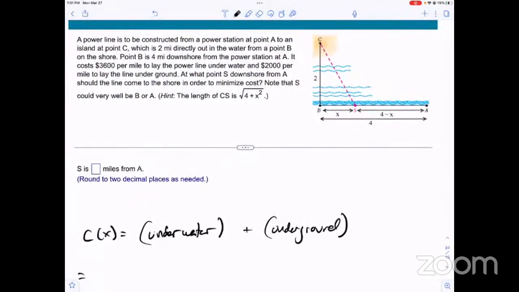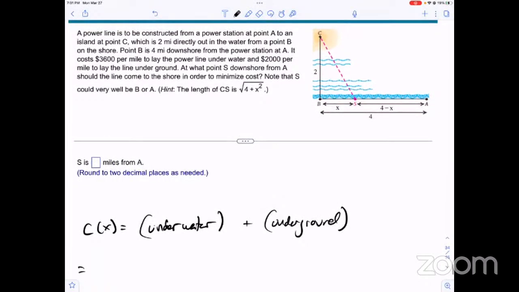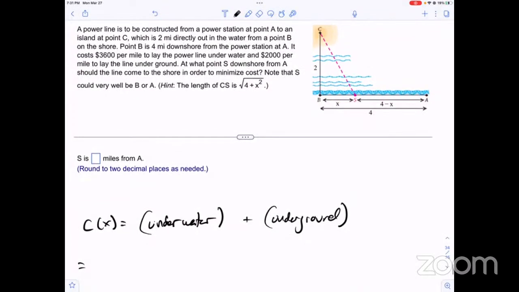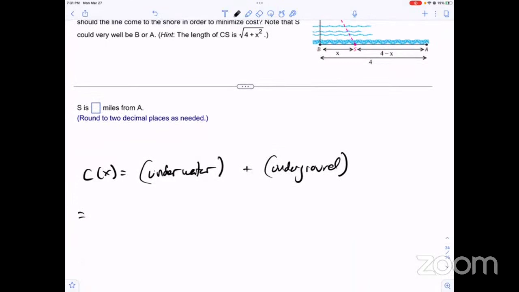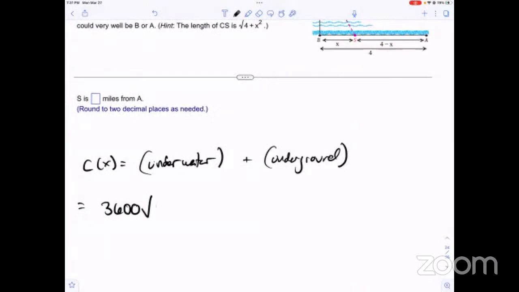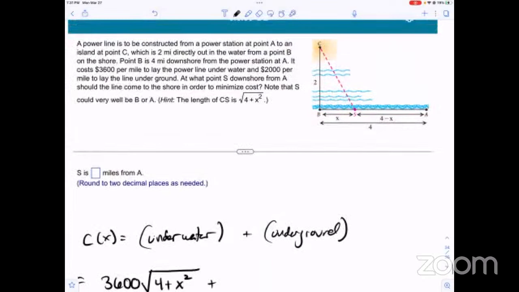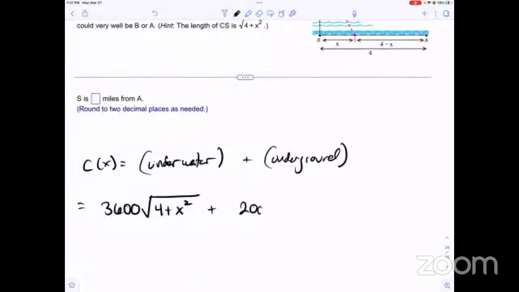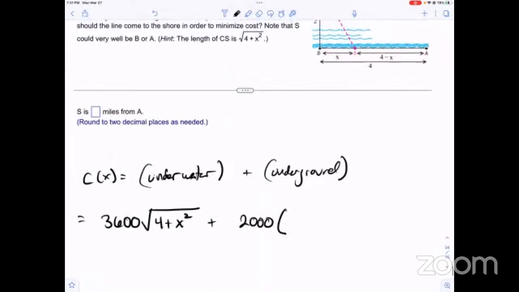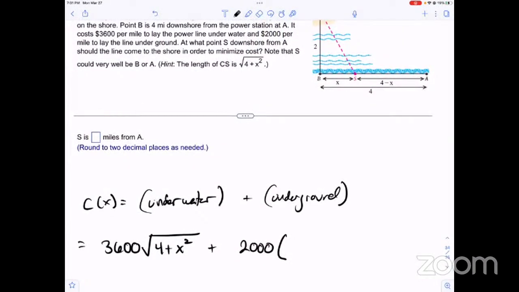That's the distance, right? And it says underwater it costs 3,600 per mile. So the part that's underwater, we're going to say 3,600 times the square root of 4 plus X squared, right? We have the length times the cost per mile, plus the cost per mile underground, which is going to be $2,000 per mile, so $2,000. And the length underground looks like it's 4 minus X. So we're going to put 4 minus X.